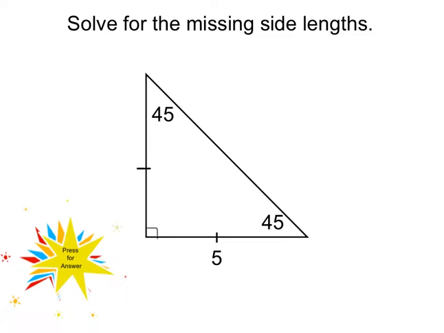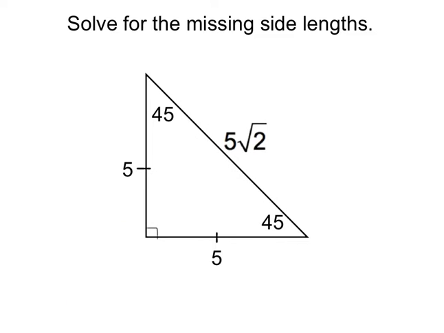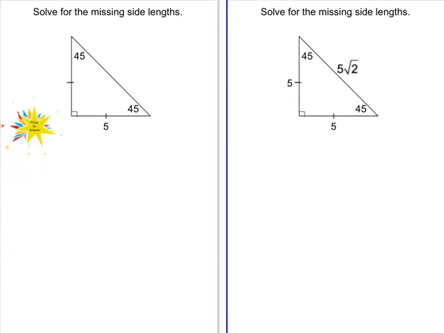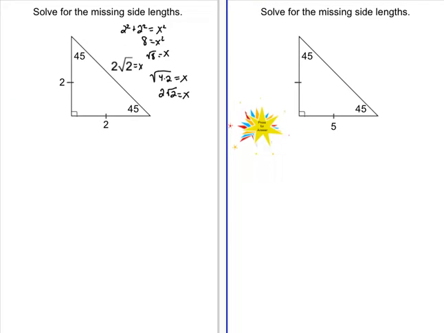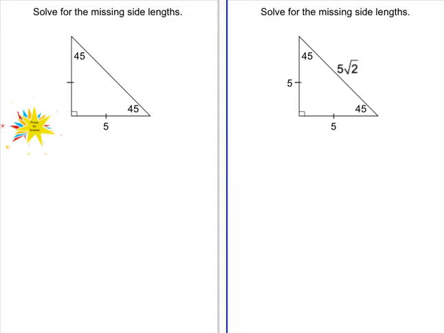Find the missing sides, use the Pythagorean theorem. Press pause when you're ready to see the answer, press play again. Here we go, 5 root 2. Let's look at the last couple here. So the first one was 2, 2, 2 square root of 2. And then I had 5, 5, 5 square root of 2.